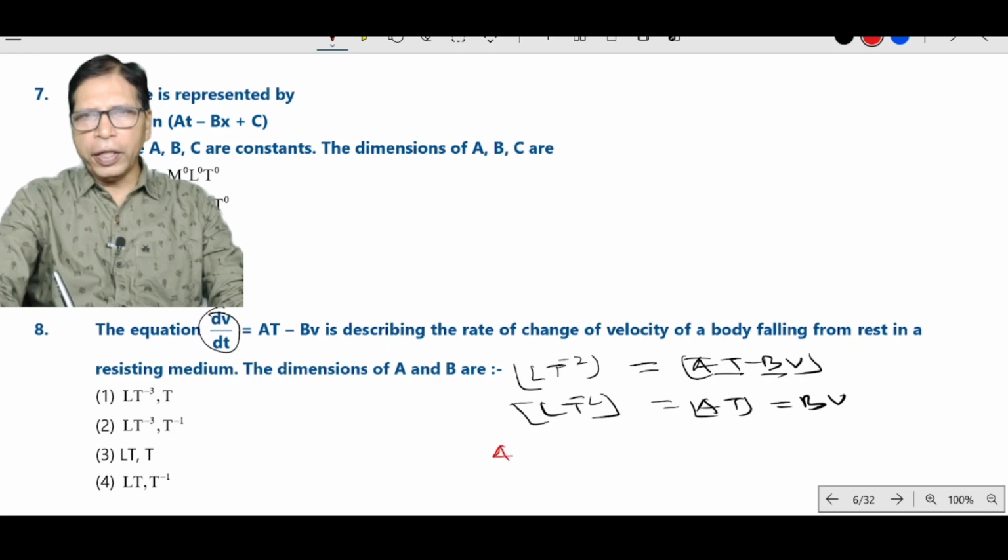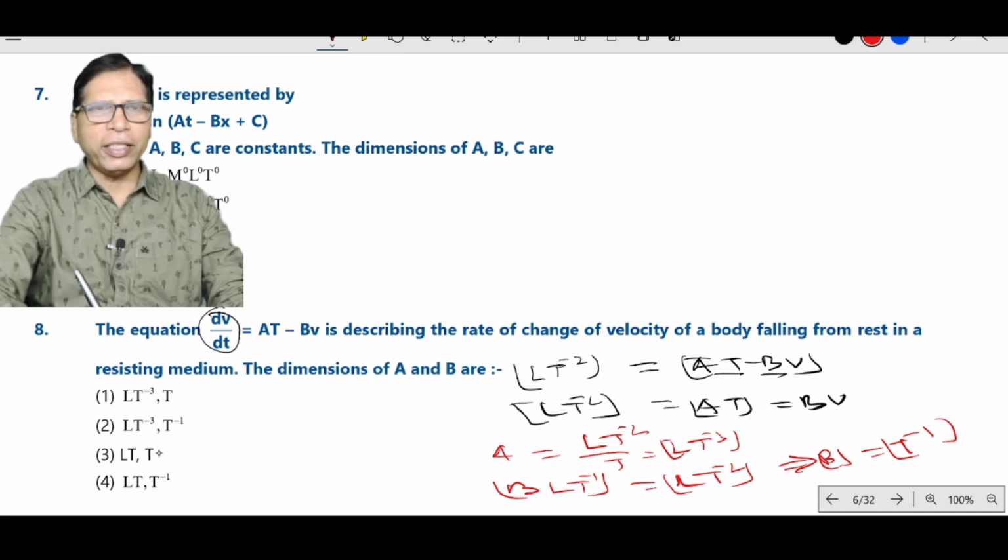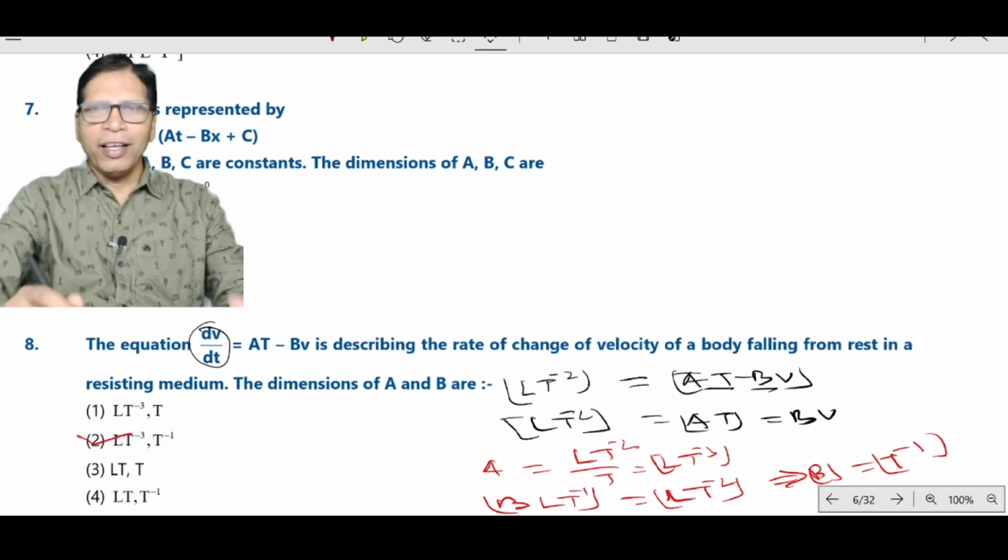Therefore, the dimension of a is equal to LT^-2 by T. So this is LT^-3. Okay. The dimension of v is LT^-1, and this is LT^-2. Okay, no problem. So the dimension of b is equal to T^-1. So look at this, a has dimension LT^-3 and b has dimension T^-1. Option 2 is correct.